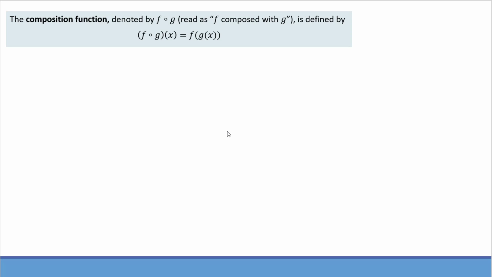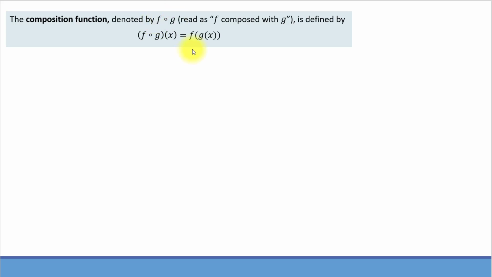Now let's talk about this special operation that only applies to functions. It's called composition. And here it's shown how that operation is defined. The composition operation is denoted by this special symbol. Try not to confuse this with the multiplication operation notation, which is just a dot. Here's a little circle. And we read this as f composed with g.